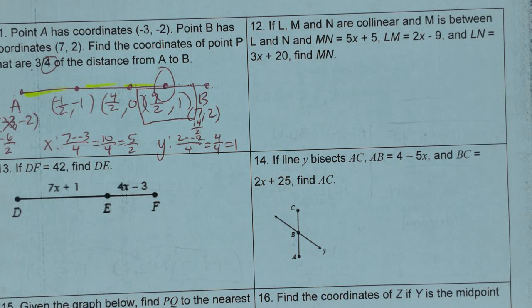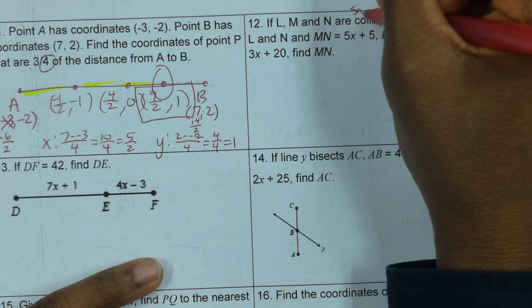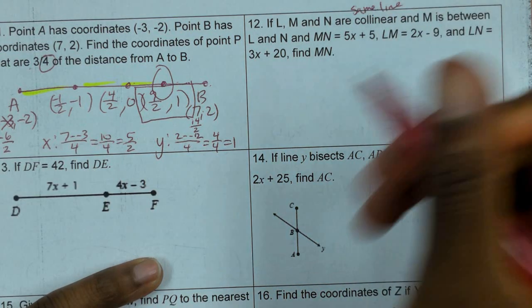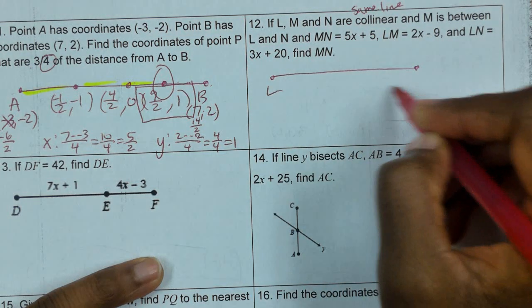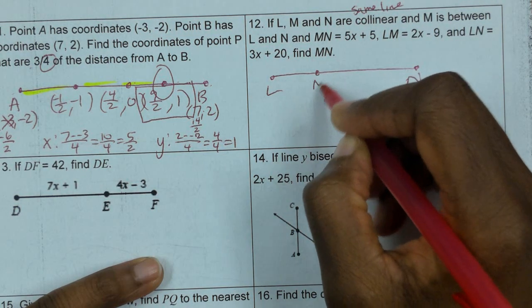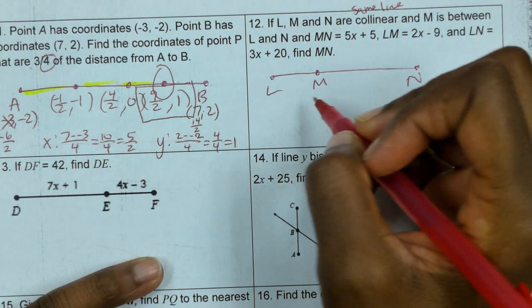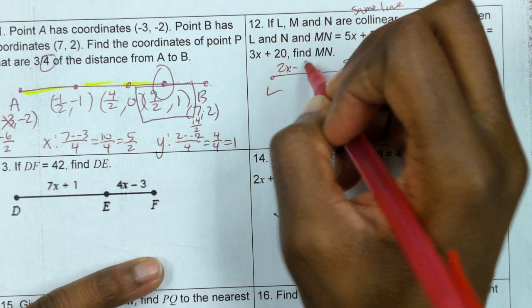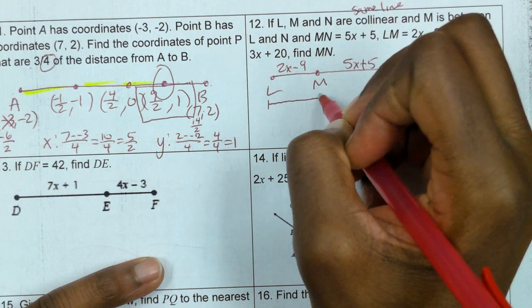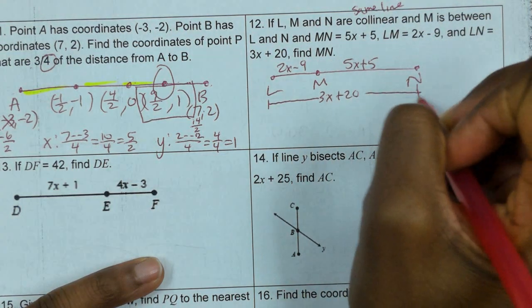The elements are collinear, so they're on the same line. And M is between L and N. So we don't know how close it is to either one, but we know L and N are on the outskirts and M is somewhere between them. Then they give us MN is 5x plus 5, LM is 2x minus 9, and 3x plus 20 is L all the way to N.